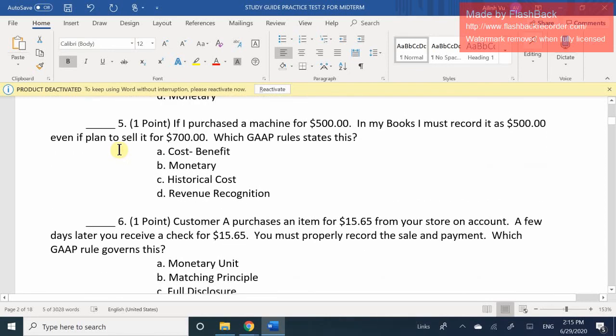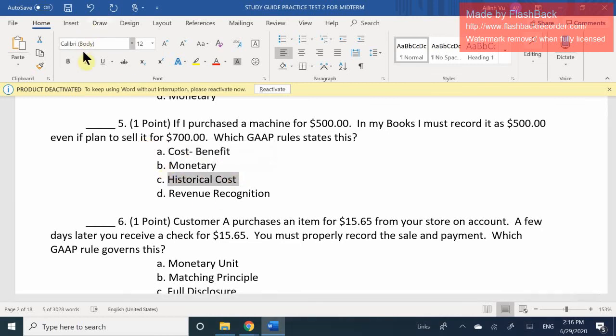All right, what's number 5? Do you want me to read it or do you want to read it? It doesn't matter. If I purchased a machine for $5,500, my books must say I recorded it as $5,500, even if I plan to sell it for $700. Which GAAP rule is this? A, cost benefits. B, mandatory. C, historical cost. D, revenue recognition. I said C. So B.